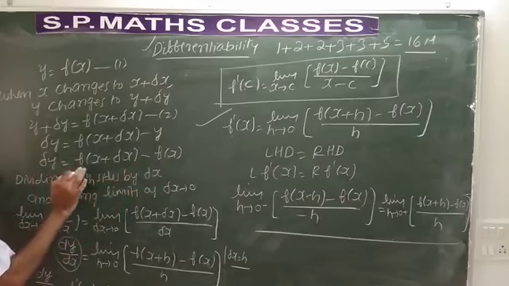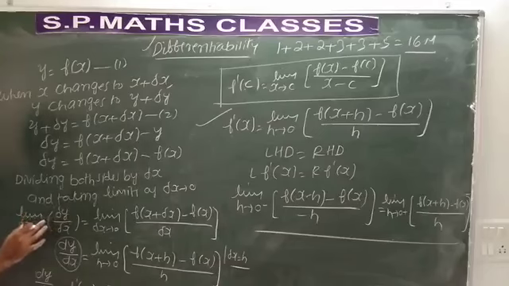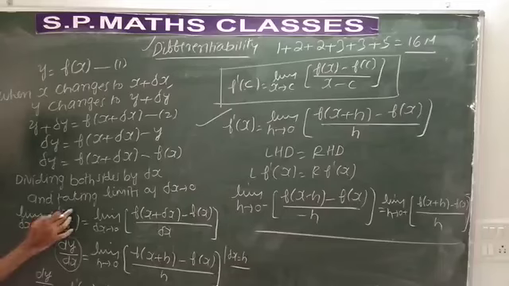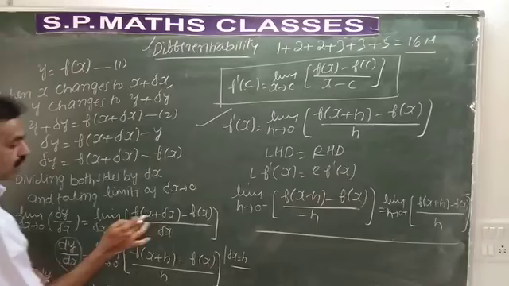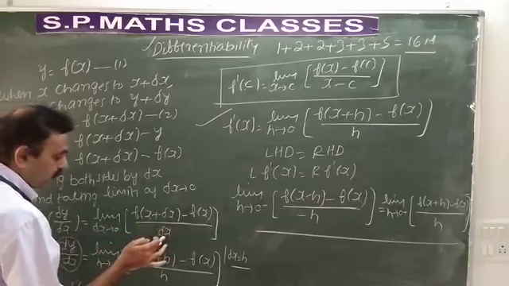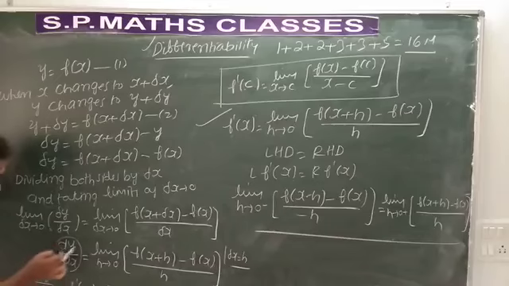Delta y is f of x plus delta x minus f of x. When we divide both sides by delta x and take limits as delta x tends to 0, the limit as delta x tends to 0 of delta y by delta x on the left, and on the right the limit as delta x tends to 0 of f of x plus delta x minus f of x by delta x. If this limit exists when delta x approaches 0, then it is defined as dy by dx.